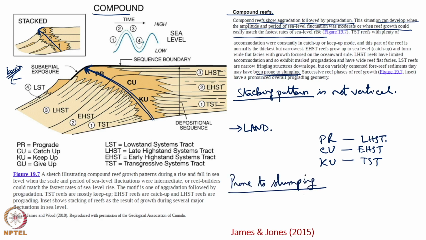Depending on the coastal wave energy, the compound reef may break and slump. We can say that the TST reefs are mostly keep up. EHST reefs are catch up, as we have seen in the previous case also, and LHST reefs are prograding.